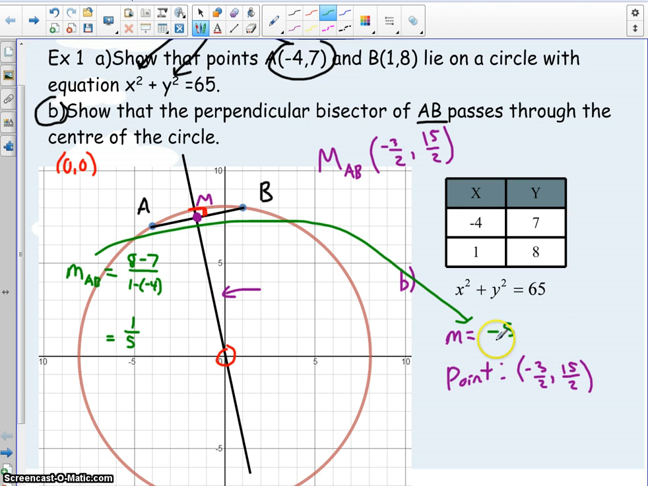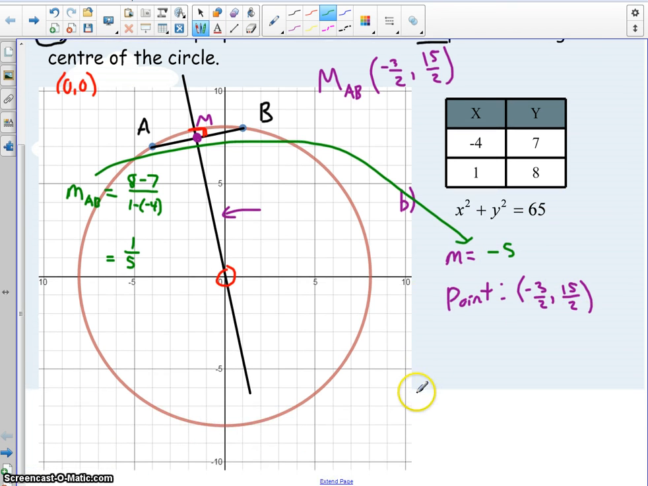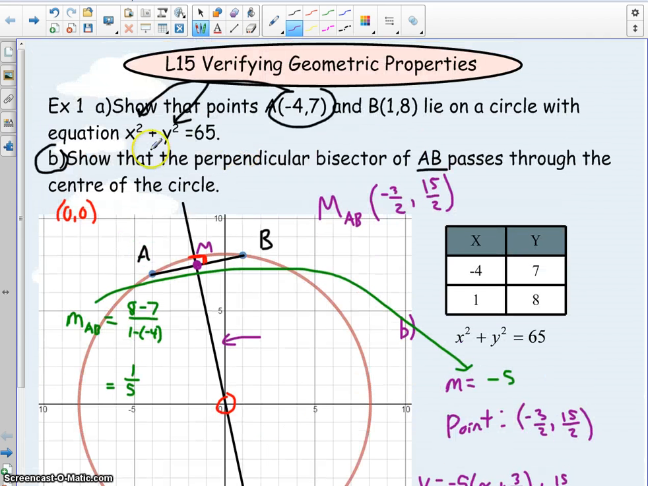So now I have my slope, I have my point, I should be able to make the equation of a line. If I use point slope form, that'll be y equals negative 5 times (x plus 3 over 2) plus 15 over 2. Okay, so now I have the equation of a line. So at least I found the perpendicular bisector of AB.